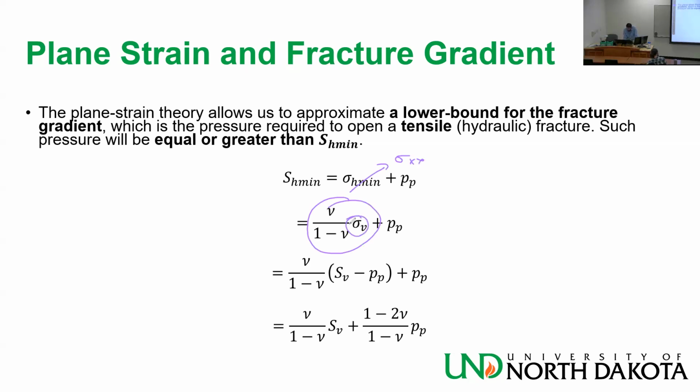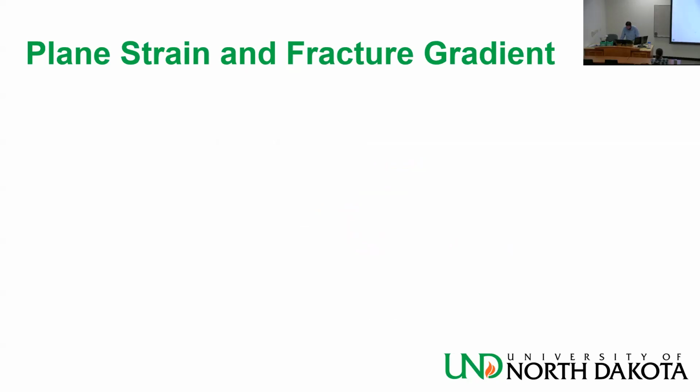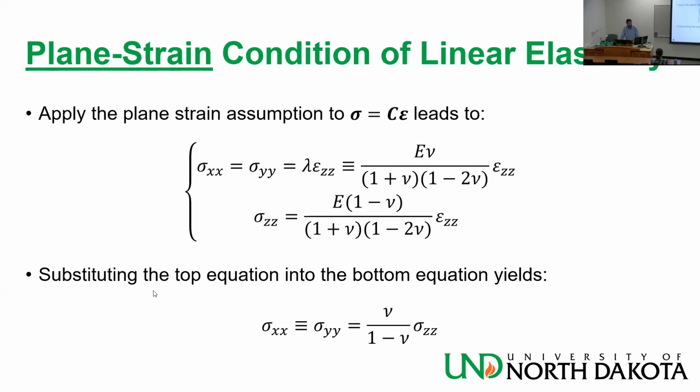And then what is sigma V? Sigma V is SV minus PP. Sigma Z, yeah, it's sigma ZZ. That's what we multiplied from the previous slide. So I take the values from the previous slide. I hope I don't have a mistake. No, it's good, it's correct.